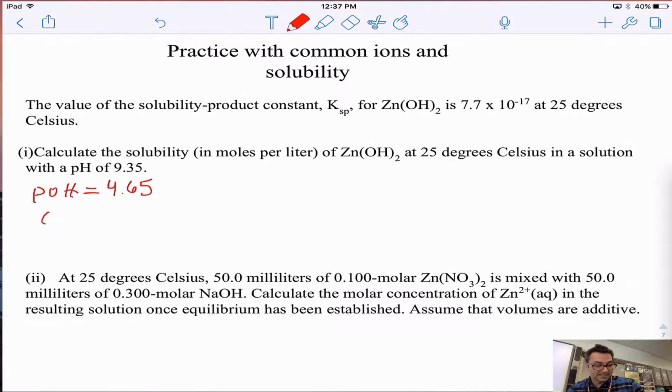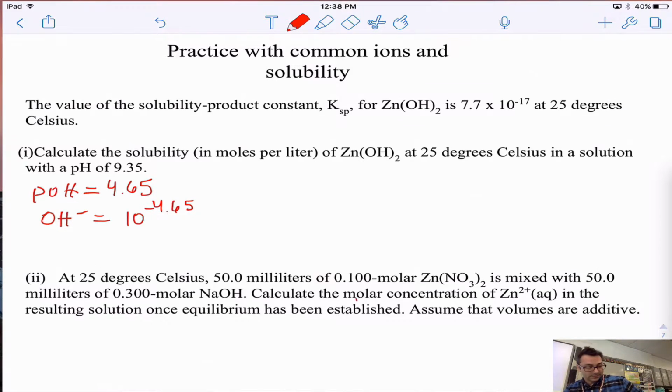So our OH minus that exists already is equal to 10 to the negative 4.65. So now we have some OH minus there instead of having basically 0 OH there when we talk about a neutral pure water solution. So again, find the molar solubility.